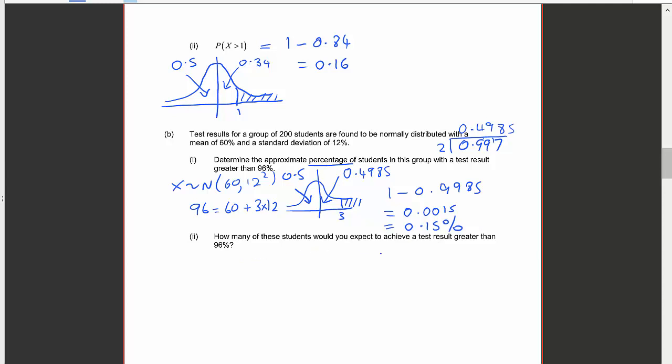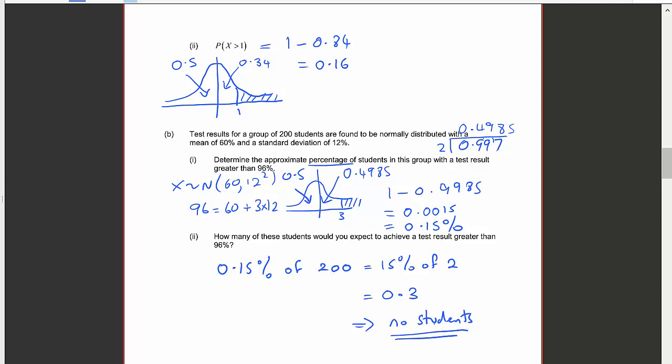So the next part is about expectation. How many would we expect to achieve a result of better than 96%? So what we want to work out is 0.15% of 200, which is exactly the same as doing 15% of 2. And 15% of 2 is 0.3. So that would indicate no students with that score. And 0.3 of a student is certainly closer to 0 than it is to 1.